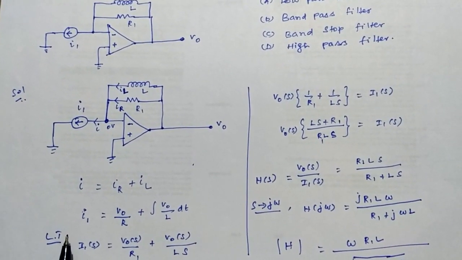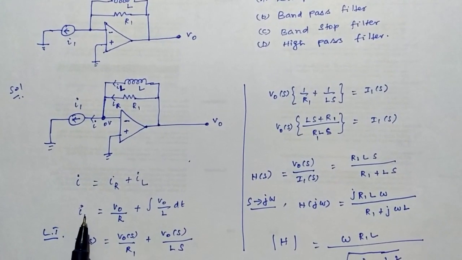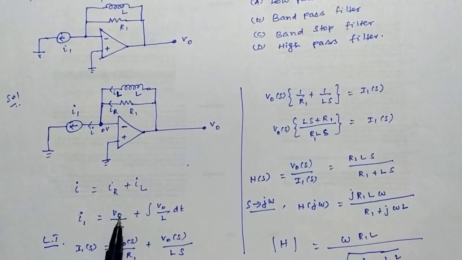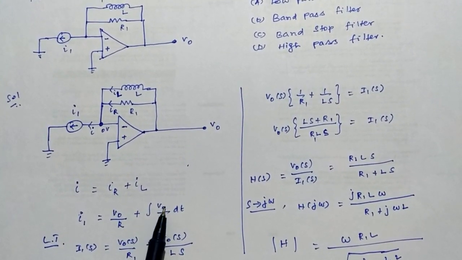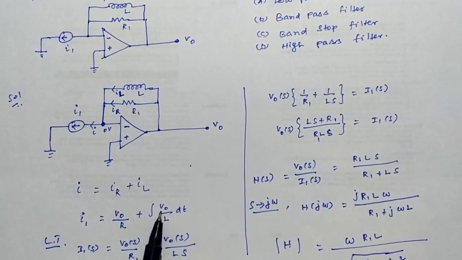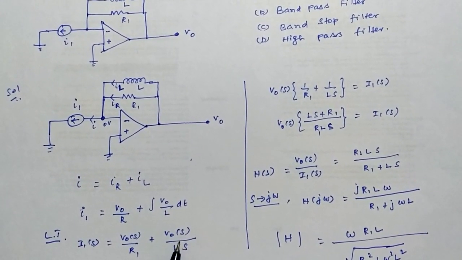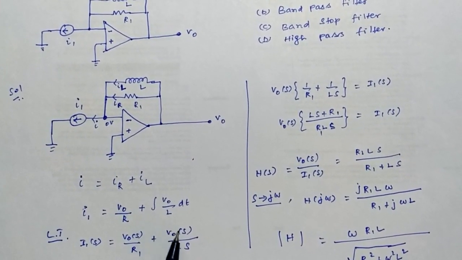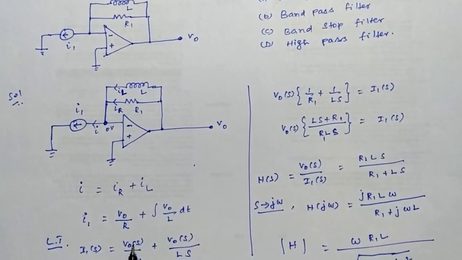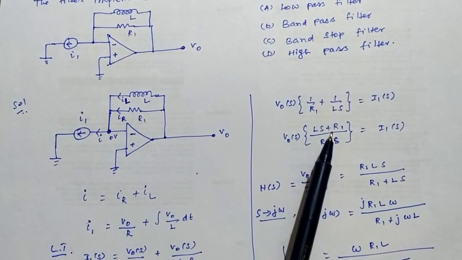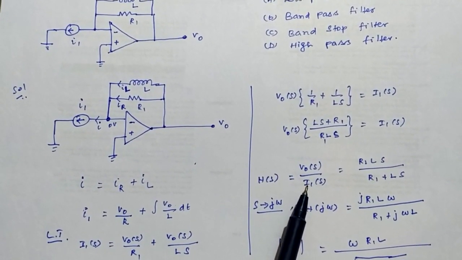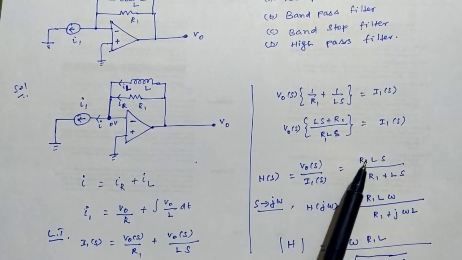Now you take the Laplace transform on both sides. So I1 we can write as I1 of S, the Laplace transform. This is V0 of S. The Laplace of integration is 1 by S. So here the function is V0 of S divided by Ls. So combining, taking V0 of S, we get the output V0 by I1 is equal to this function.